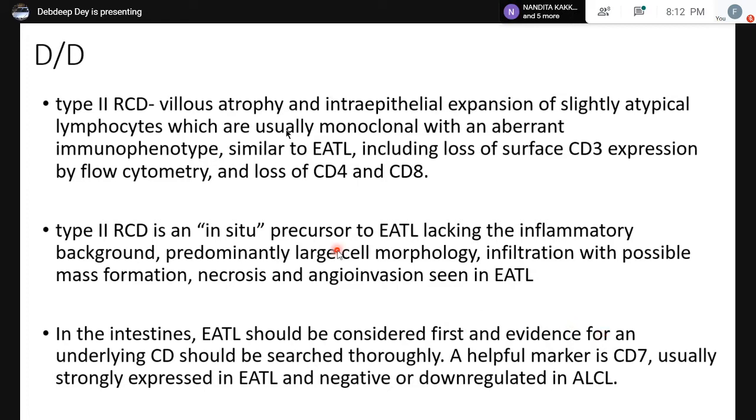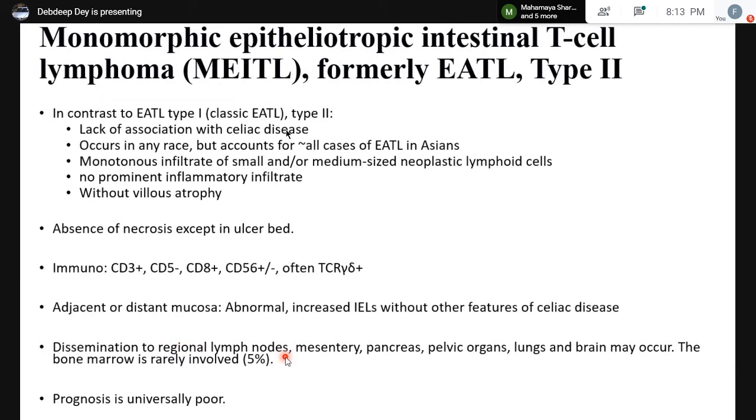The other differential diagnosis is ALCL. Here CD7 will help, because CD7 is normally negative in EATL, but it can be positive in ALCL. Of course, CD30 helps, but sometimes EATL can also present with CD30 positivity. The next is this monomorphic epitheliotropic intestinal T-cell lymphoma, MEITL, which was previously called as EATL type 2.